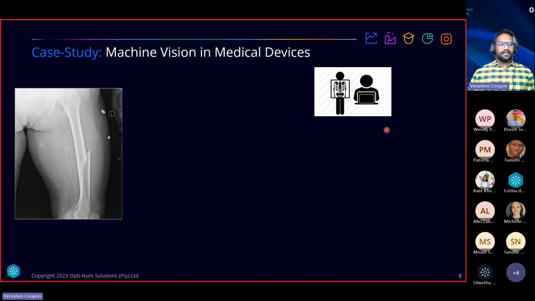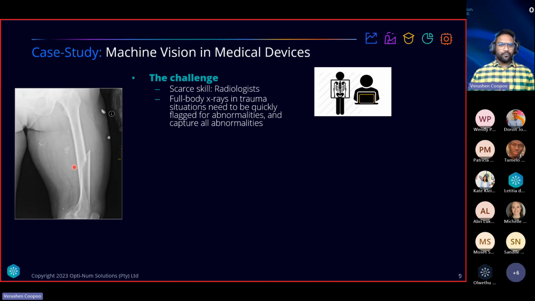I'd like to give some context and information about a case study that we did at Opti-Num, and this was to apply machine vision in medical devices. You can see over here, we have an image of a broken femur, the femur being your thigh bone. And this is what is termed a compound fracture. In other words, it's a clean break. The femur has broken into two pieces and the bones haven't shattered or splintered into many smaller pieces. All right. And this was the subject and the type of data that we used in this project.